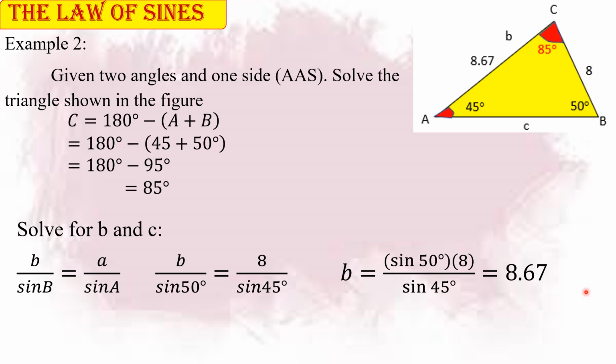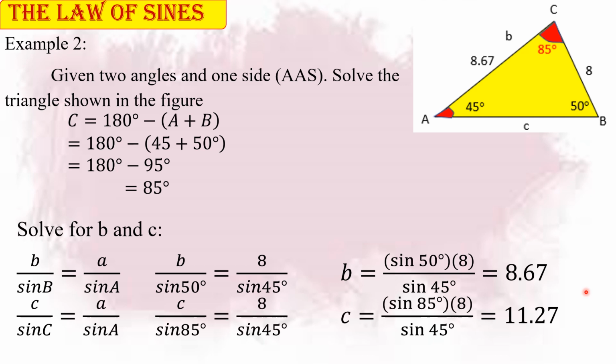How about, since meron na tayong side B, let's now find first the side C. So, ganun din yung gagamitin natin is the A. Okay. So, ayan. So, C over sine C is equal to A over sine A. And then next is substitute the values. So, sine C is 85 degrees, and then is equal to yung A natin, or the side A is 8, and then the sine A, or the angle A, is 45 degrees. And then cross multiplication, so magiging C is equal to 8 times sine 85, or C is equal to sine 85 times 8, and then over sine 45 degrees.